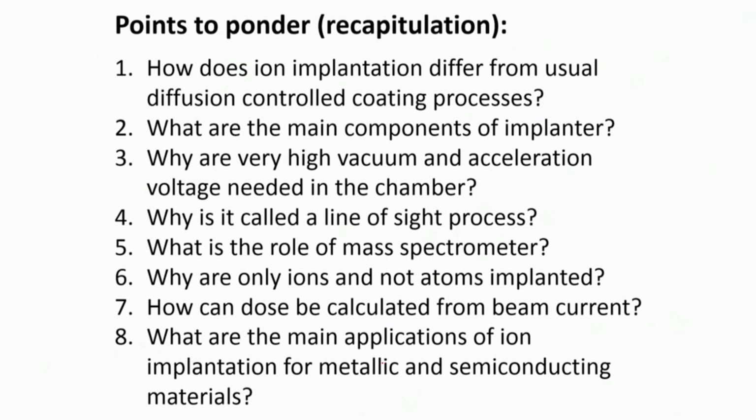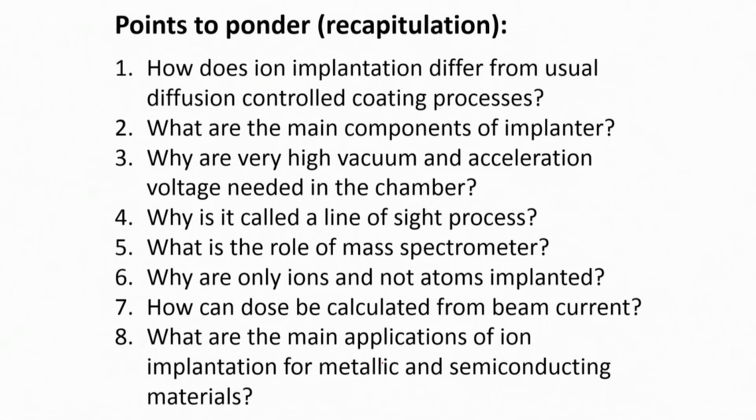It's a line of sight process. We have seen that it actually implants only where it is seen, where it is focused. We need a mass spectrometer, because with the help of the strong magnets we can focus and extract or remove the undesirable elements. The atoms are bigger than ions, so obviously you would prefer to use an ion for implantation rather than an atom. Otherwise there will be more damage at the surface than implantation.